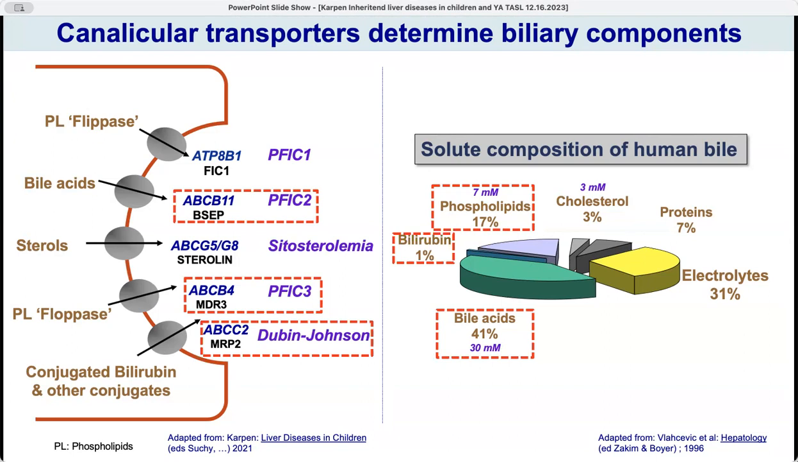Lastly, just for education's sake, direct bilirubin is transported via a different transporter from the bile acid or the phospholipids, and that's this ABCC2. And when that gets mutated, one can get Dubin-Johnson syndrome. But just remember, we focus so much on bilirubin, it's really just a color marker for bile flow.